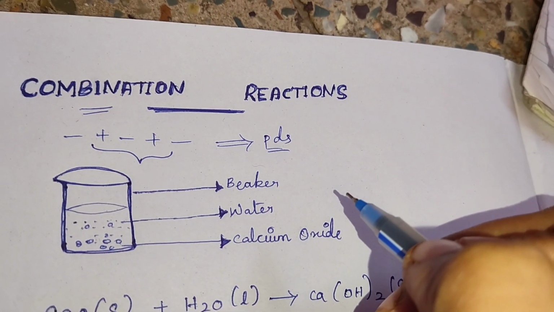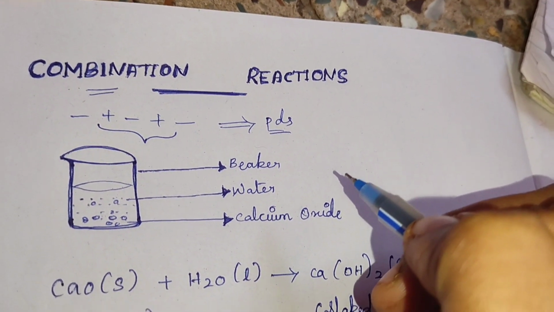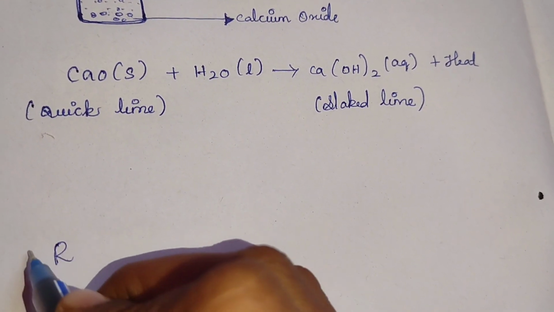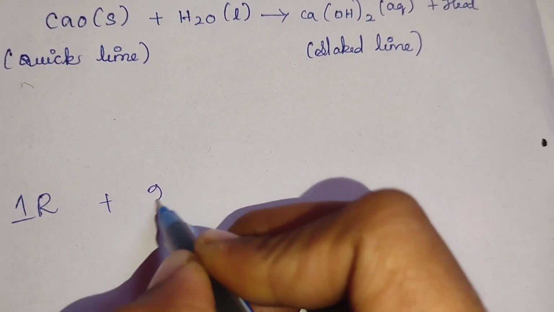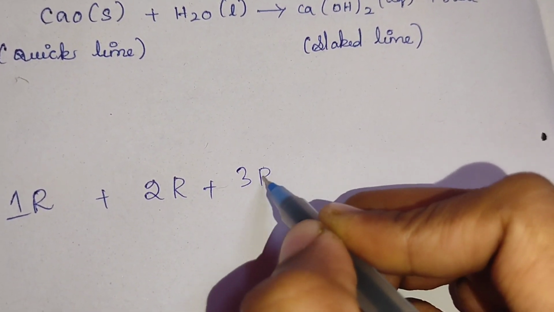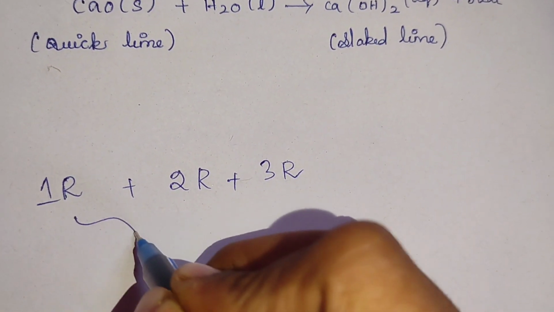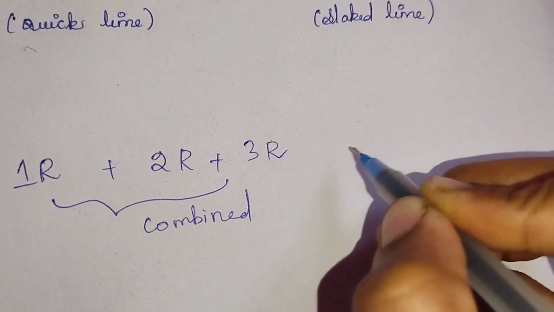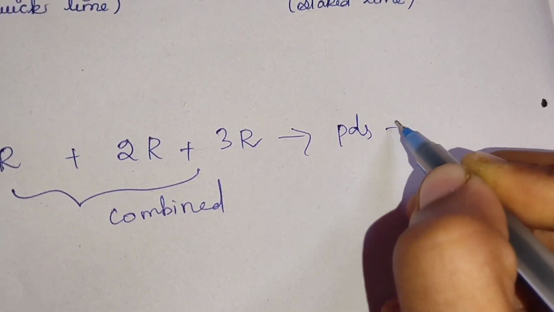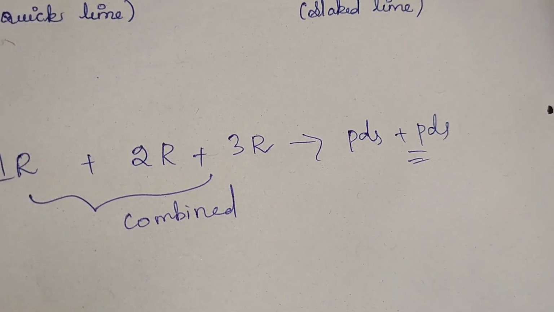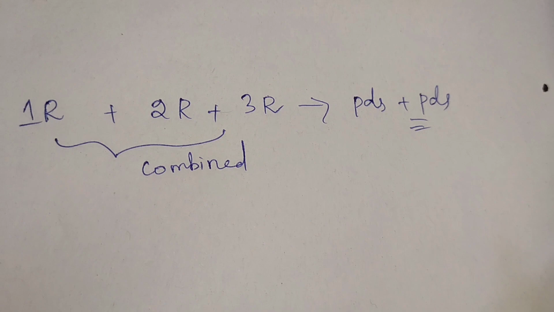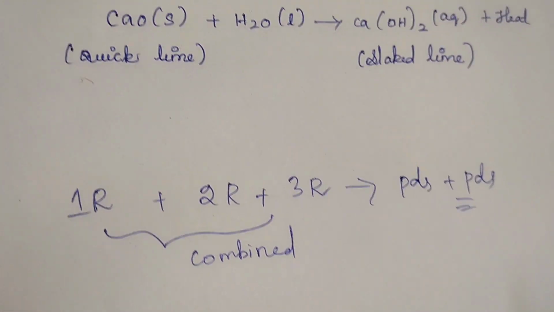And this is the explanation for combination reaction. Again I will repeat, we are taking reactant number 1 or more reactants, and these reactants have to combine with each other to give some products. Products can also be one or more. So this is known as a combination reaction. For that, now we are going to see one example.